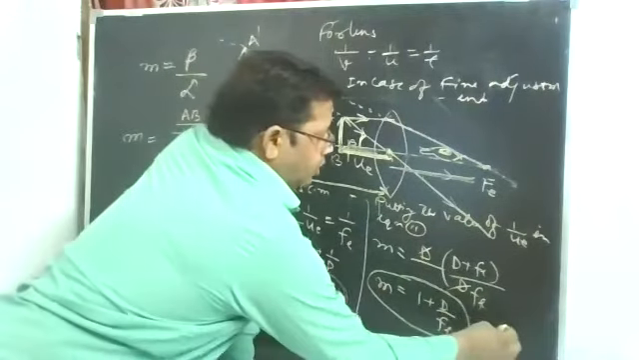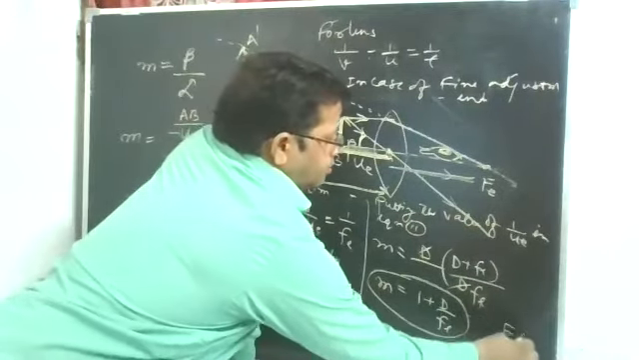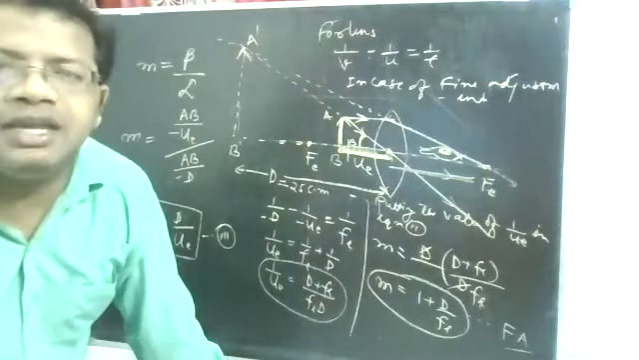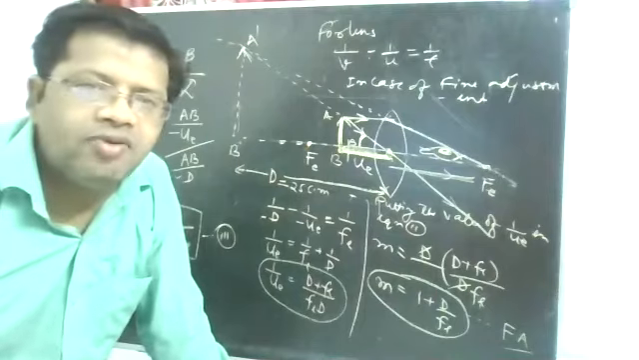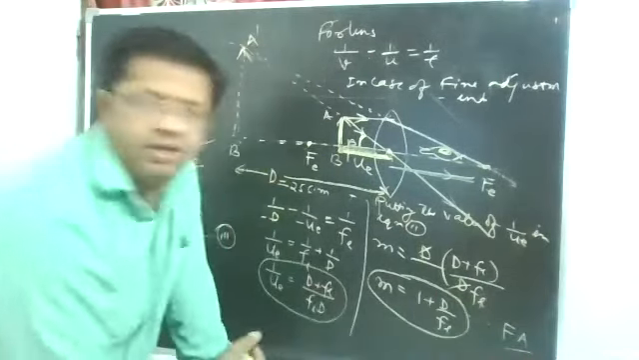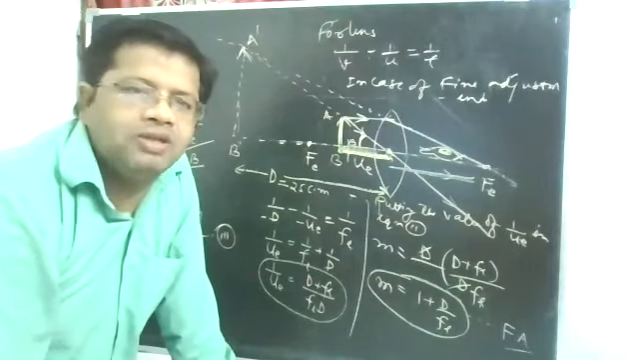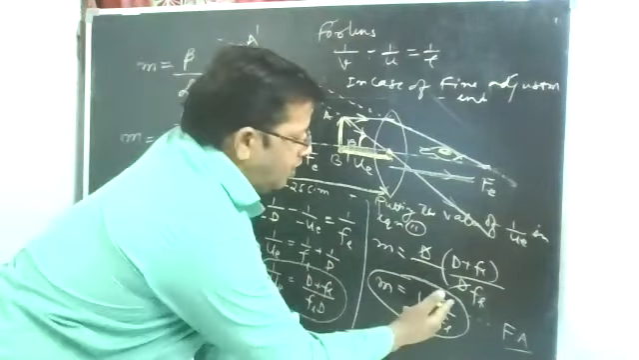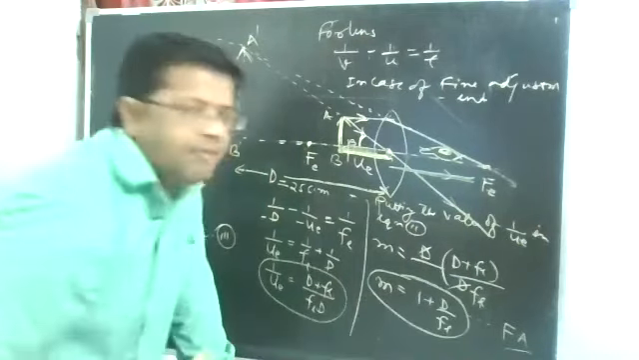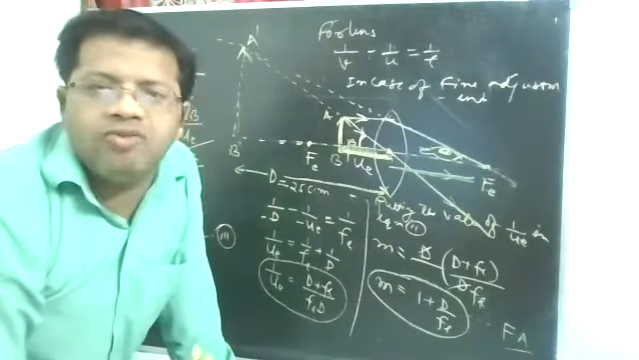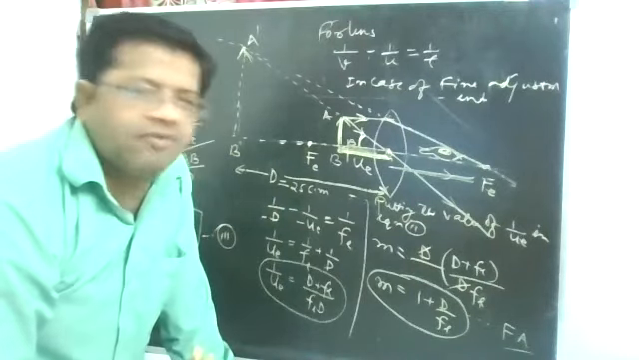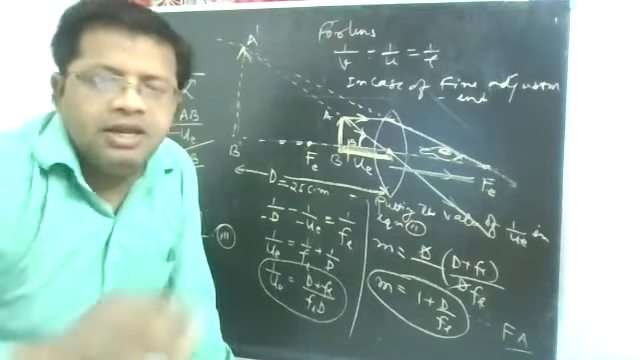So this is the magnification formula during fine adjustment: 1 plus D by f_e. D is what? Least distance of distinct vision, that is 25 centimeter. During calculation of magnification, you write everything in meter. D is 0.25 meter, and the focal length of the eyepiece lens will be given to you. This is the formula for magnification during fine adjustment.